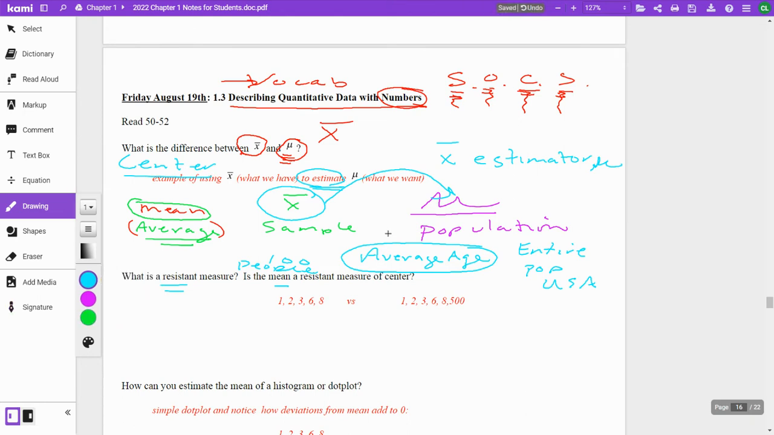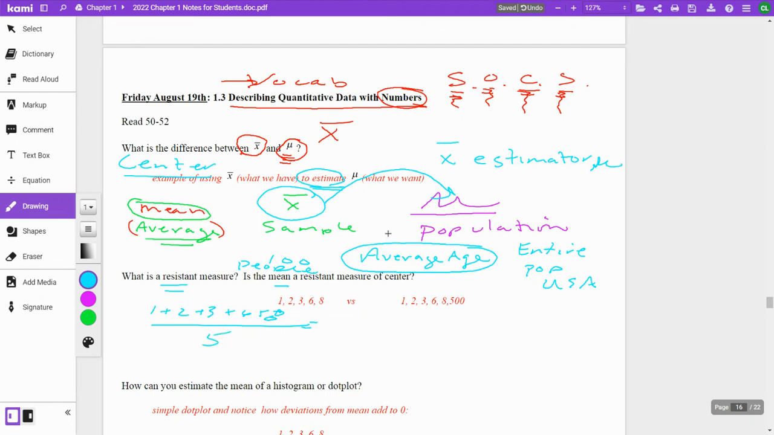Meaning, if I add data points, is it going to be very resistant? So if we look at this, and we've got these data points, and we add them all up. The old way to do this would be 1, 2, 3, plus 6, plus 8. And since there's 5 numbers, we would divide it by 5.